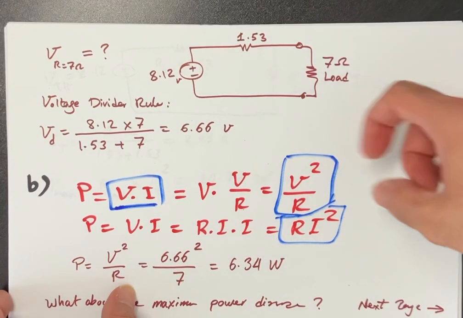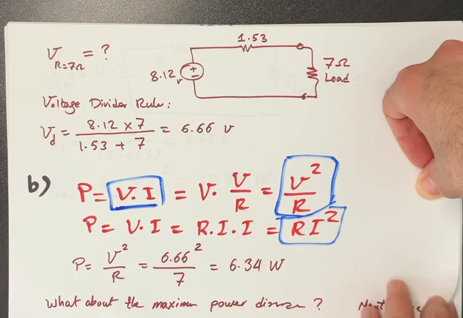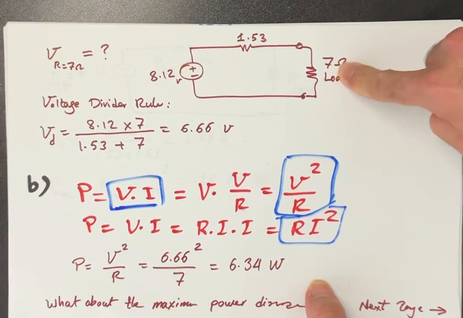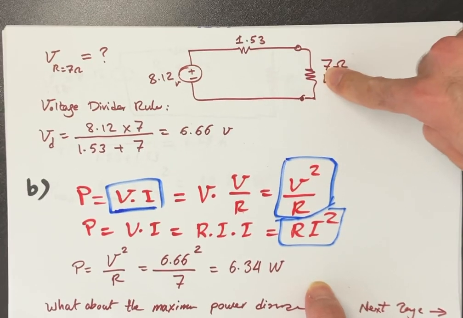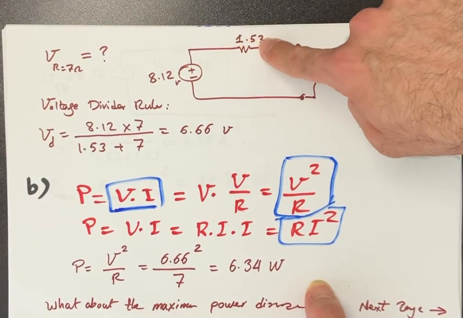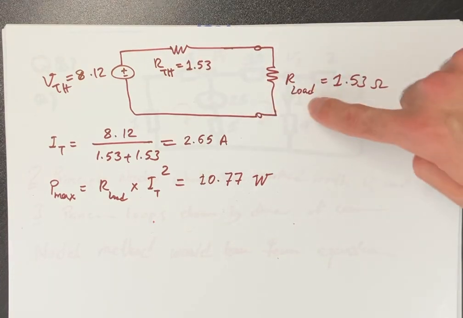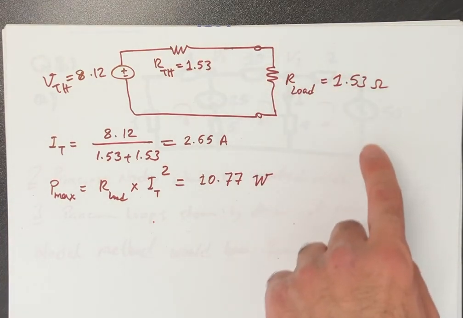In the continuation of this section, we're asked to calculate the maximum power dissipation. Maximum power here happens when this load has a resistance equal to 1.53. Only in this case is power maximized. So what is that power?